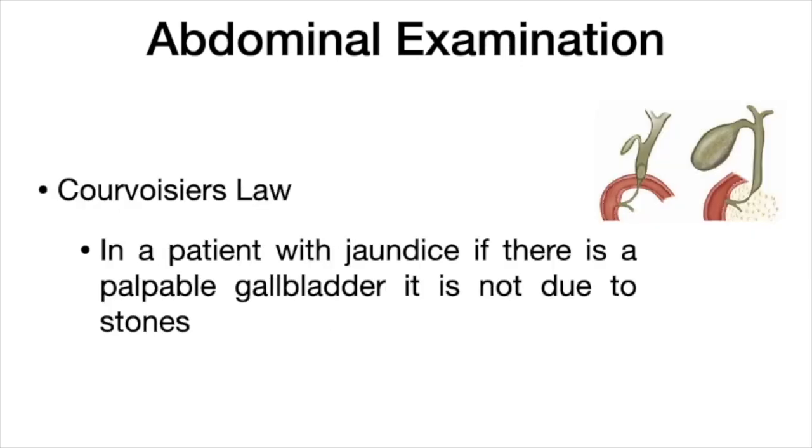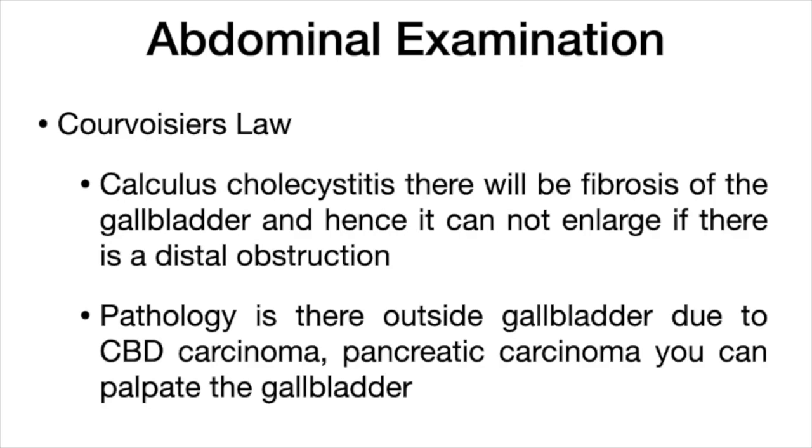Another point is Courvoisier's law. It states that in a patient with jaundice, if there is a palpable gallbladder, it is not due to a stone. That means if there is a stone in the gallbladder, there are recurrent episodes of cholecystitis, and there will be fibrosis of the gallbladder. So the pathology is outside the gallbladder, due to CBD carcinoma or pancreatic carcinoma, and we can palpate the gallbladder.